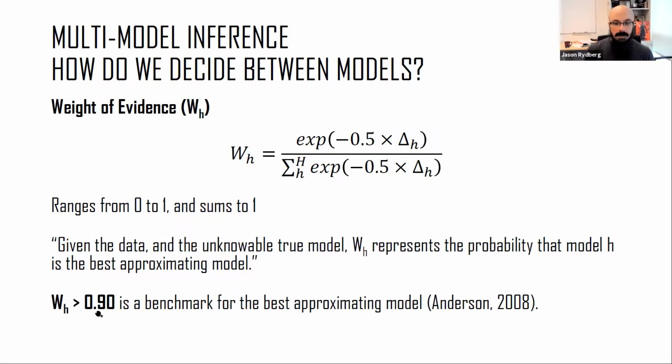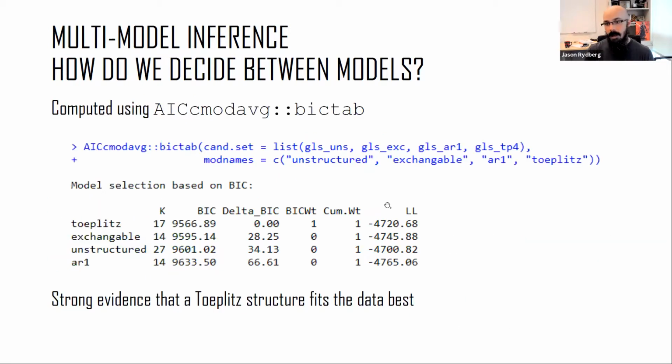Usually you want a weight that is greater than 0.9 to indicate a best fitting model. And in our case, we can obtain this information from the package AICcmodavg, a weird name, but it has a function called bictab. And so we can give it our models. I also opted to give our models names, so you could just see what structures we have here. It will order them by the weight of the evidence, and the Toeplitz wins hands down here in terms of the best fit to the data.